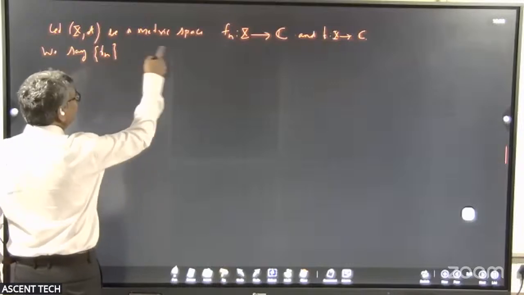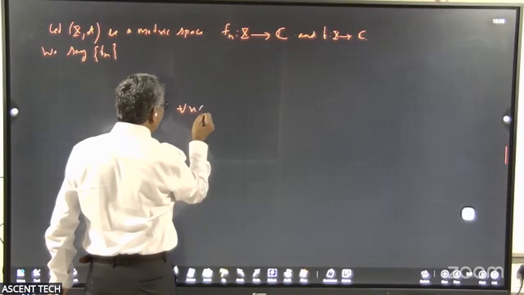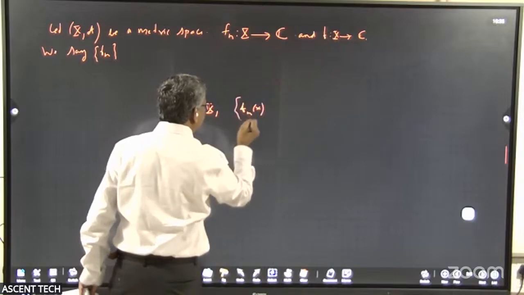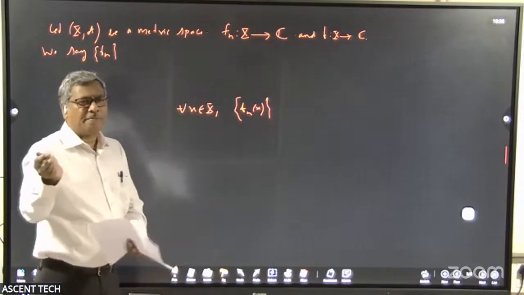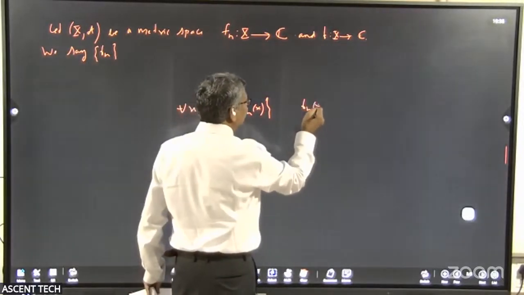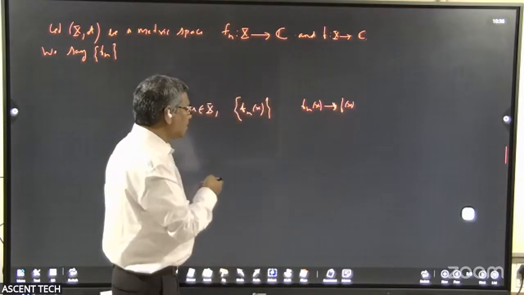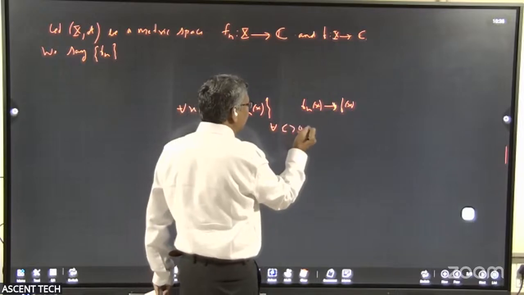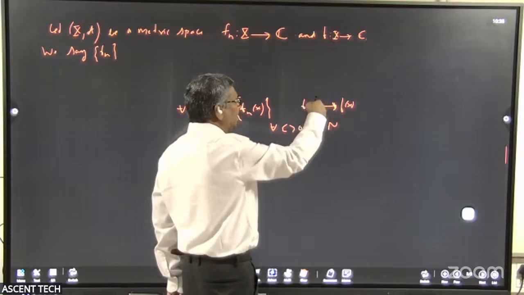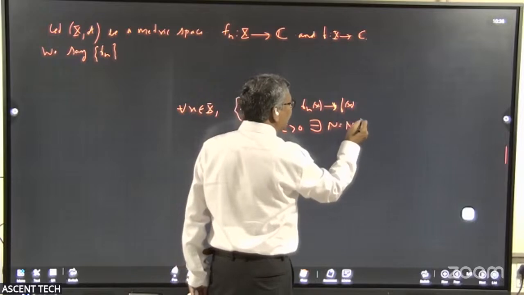So you see, this Fn is a sequence of functions on X. For each x in X, Fn(x) is a sequence of complex numbers. Whether the sequence of complex numbers converges or not, we can talk about. Suppose I want to say that this converges. This convergence is going to depend on x. If you change x, that's a different sequence.